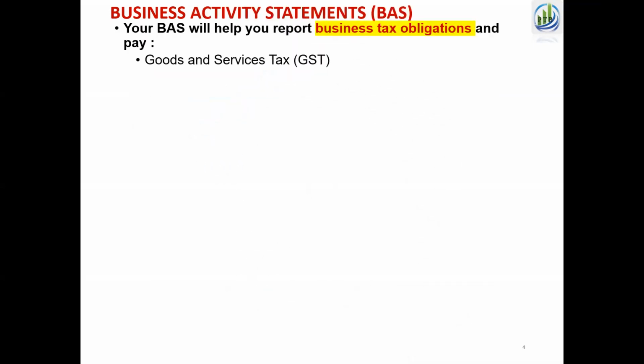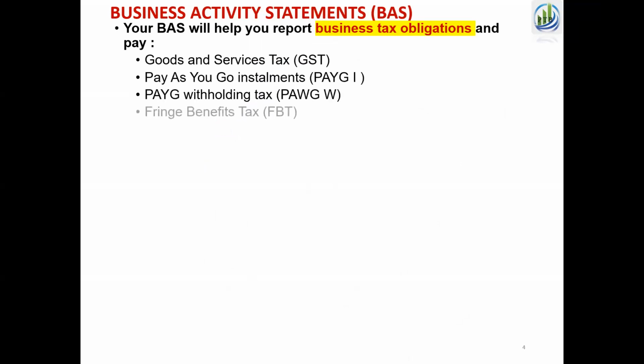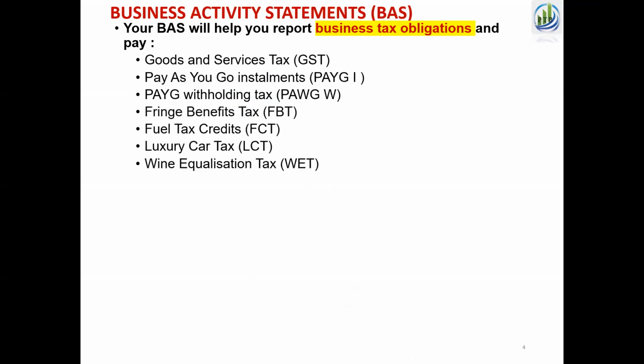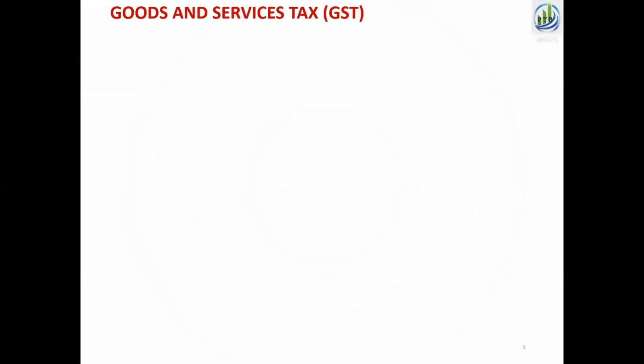Now we will come back to the business activity statement. As I said, income tax returns we do through the income tax assessment form. All of your business taxes, which are goods and services tax, fringe benefit tax, PAYG withholding, luxury car tax, fuel tax credit and wine equalisation tax, all these taxes you report through the business activity statement. So now we will see what a business activity statement looks like, right?